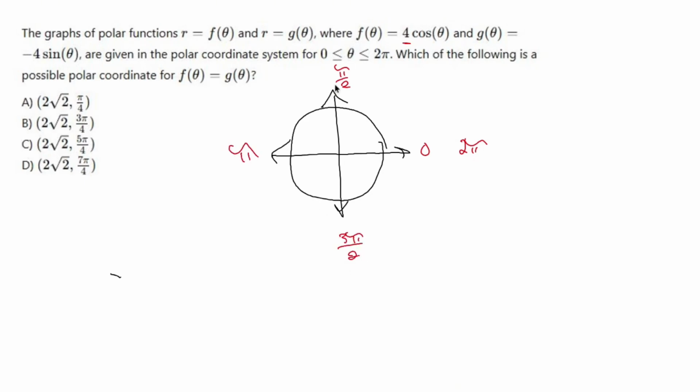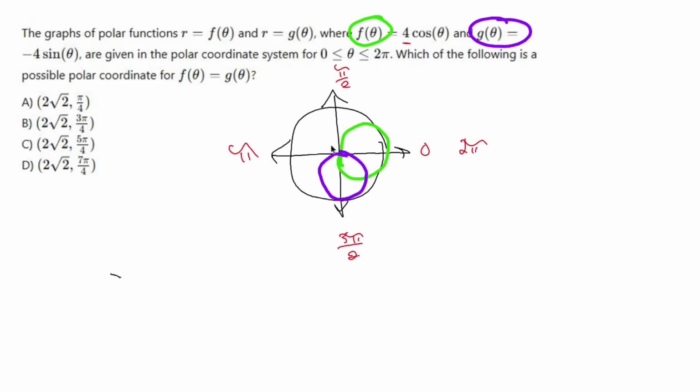Stuff like that. The graph of 4 cos theta is going to be a circle that lives on the positive x-axis. Cosine is x, so why not be a circle living on the positive x-axis like that? Okay, that is going to be the graph of f of theta. The graph of g of theta is negative 4 sine theta. Regular sine theta lives on the positive y-axis. So negative 4 sine theta is going to live right here.